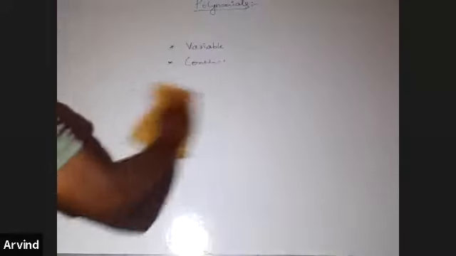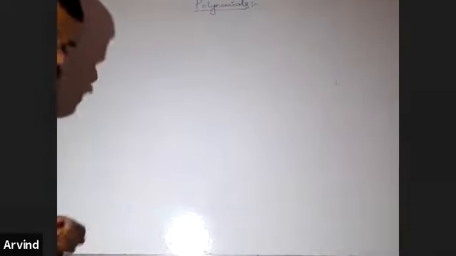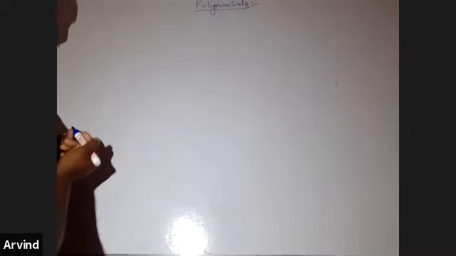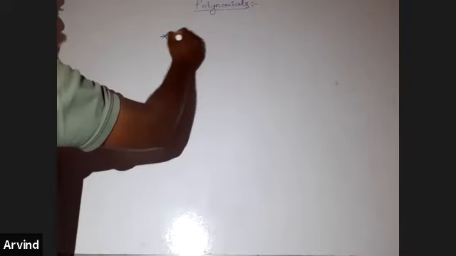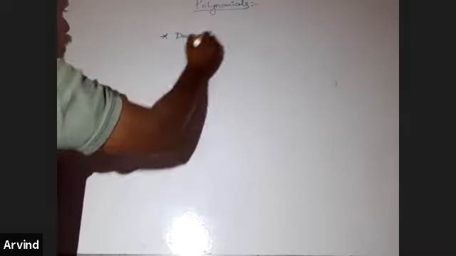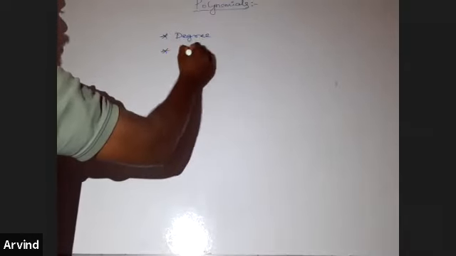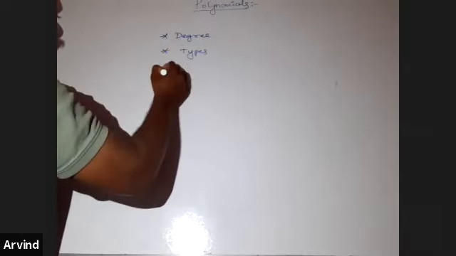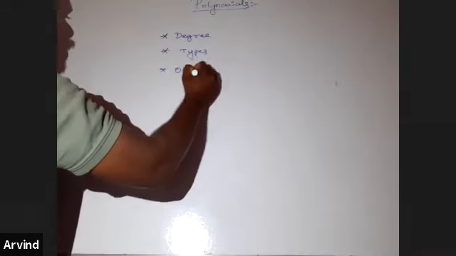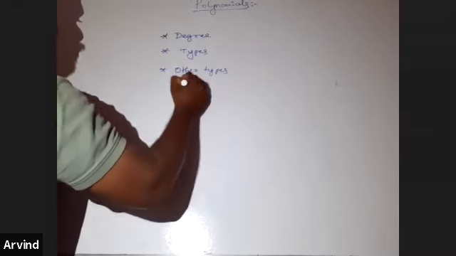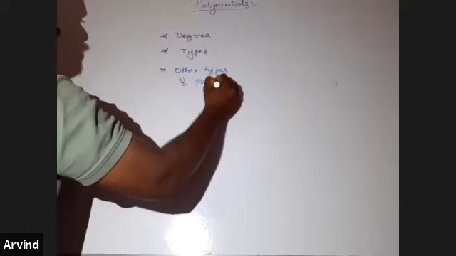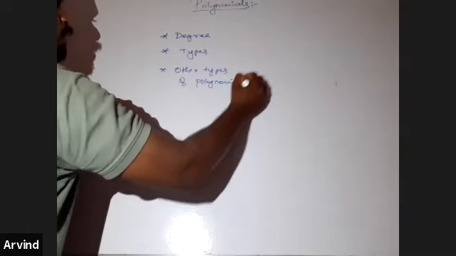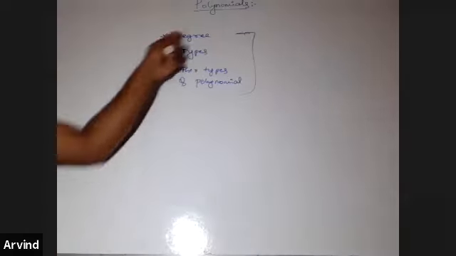Okay. Let's discuss a few more things, then we'll get into the notes. Next important concept is the degree of a polynomial. Then the other types of polynomials. These are the 3 things. Again, we're going to look into it. Okay. Let's start with the degree.